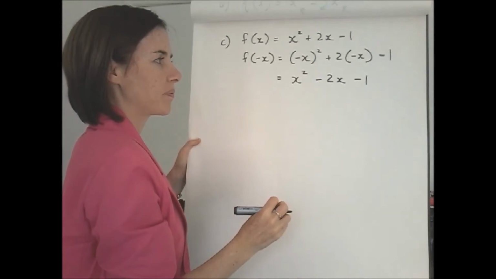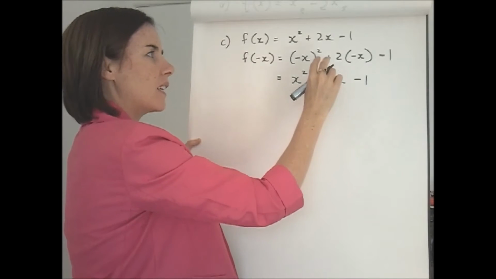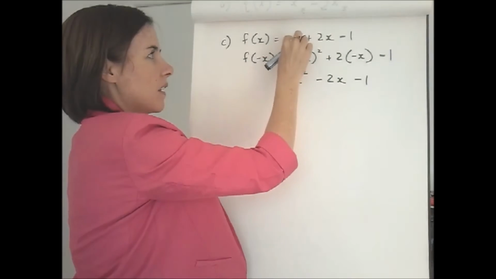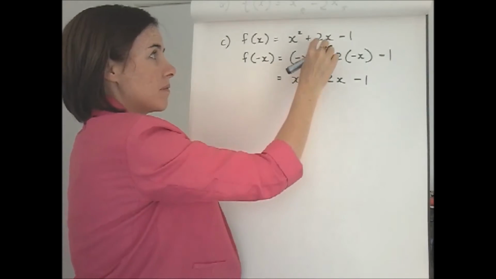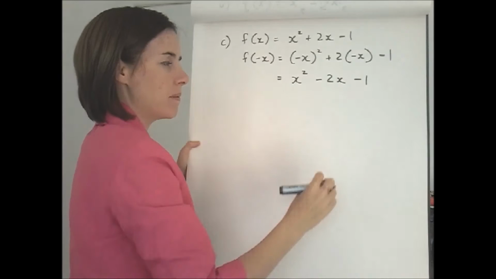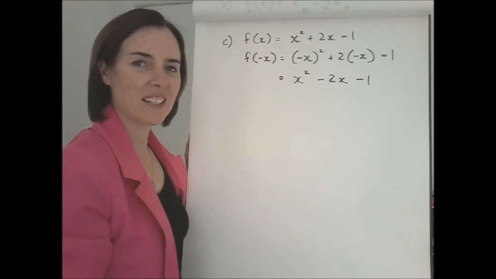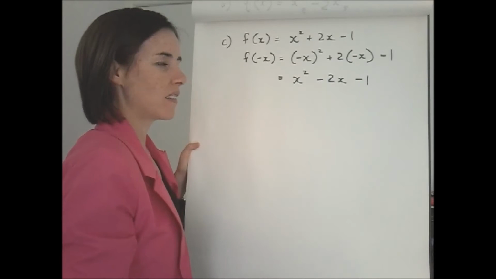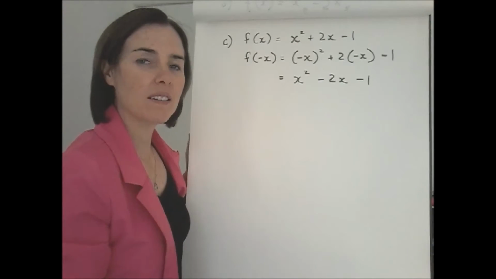And ask ourselves, is this the same as what we started with? No, it's not. Is this exactly the negative of what we started with? No, it's not. The x squared is the same, the 2x has changed sign, and the 1 is the same. So it's not that every sign has changed. It's not odd either. And there's many, many functions that are neither.